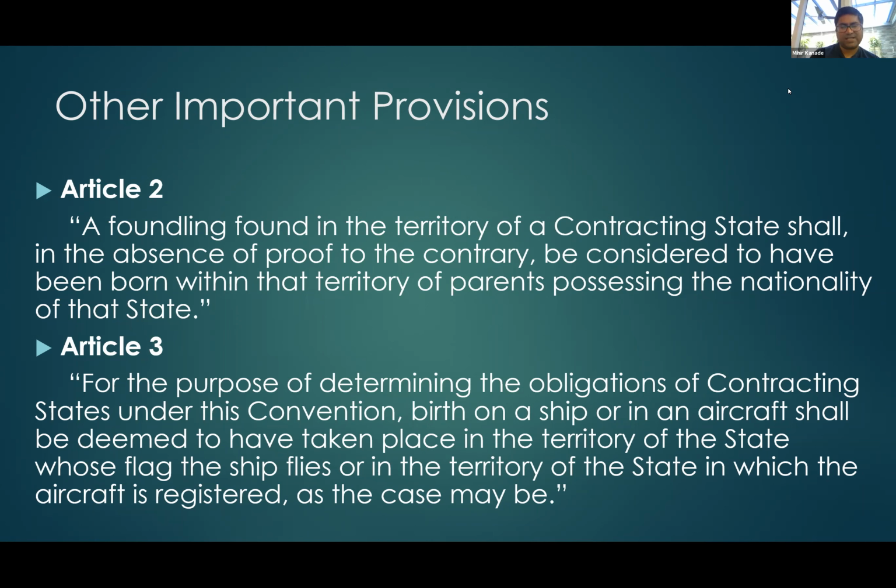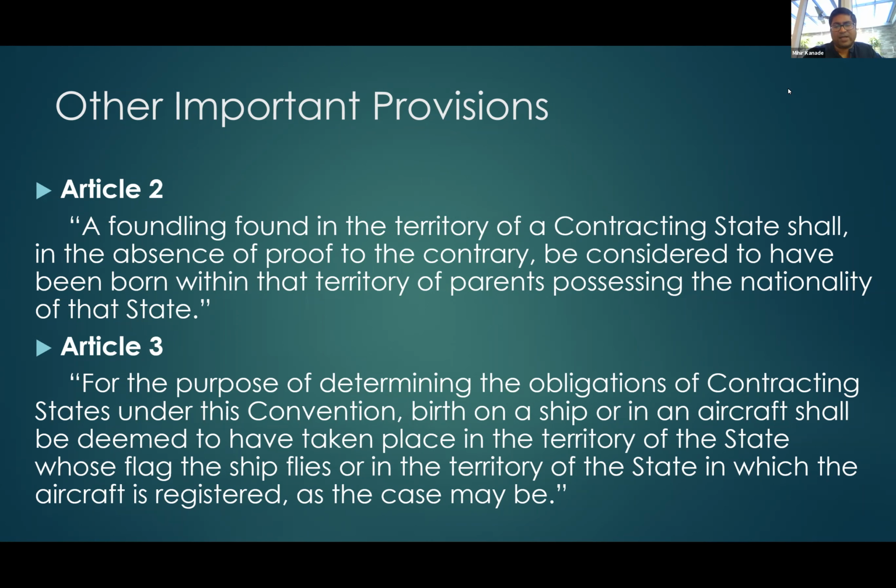Now, what this provision says is that, again, this applies for the purpose of determining the obligations of contracting states under the convention, which means if the child is otherwise stateless. So if a child who would otherwise be stateless is born on a ship or in an aircraft, then the country whose flag the ship or the aircraft carries will be the country that must confer nationality on the child, but again, provided that that country is also a party to the 1961 convention. So these sorts of circumstances are very rare.